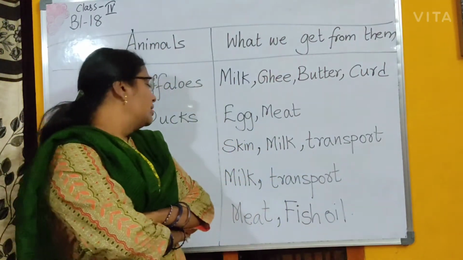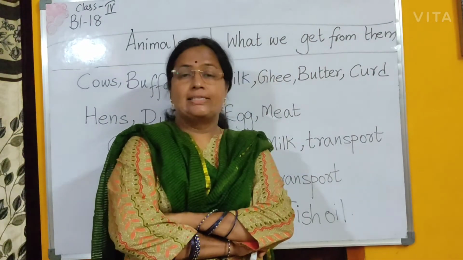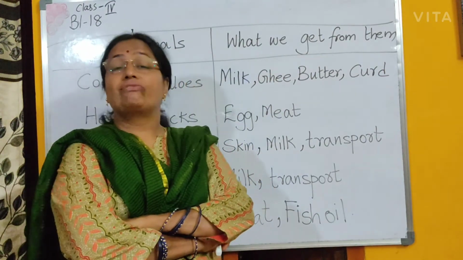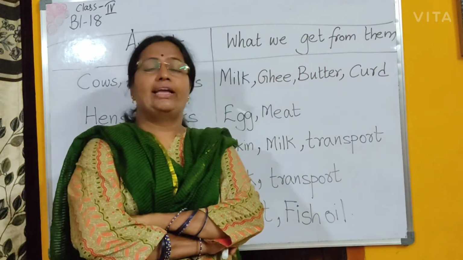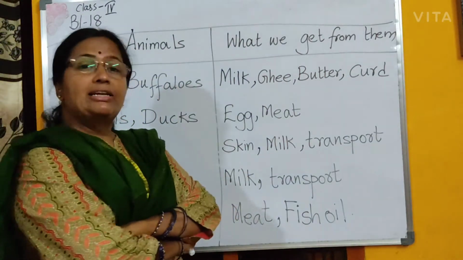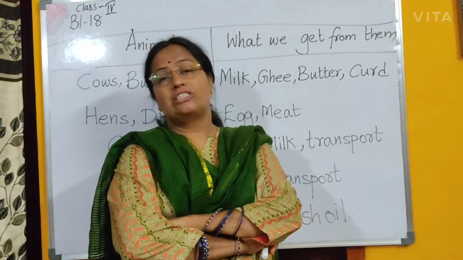From hens and ducks, we get eggs, and even the flesh of the hens is eaten as food. And camel is the ship of the desert. Why is it called the ship of the desert?